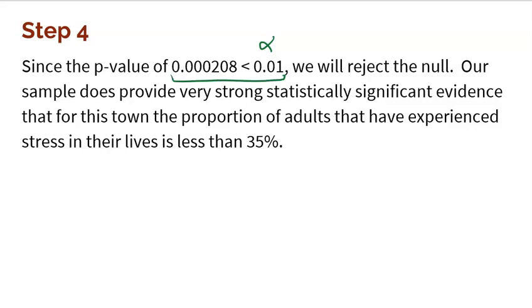Since it's less than 0.01, I'm going to reject the null. Now, what does rejecting the null mean? In context, our sample does provide very strong statistically significant evidence that for his town, the proportion of adults that have experienced stress in their lives is less than 35%. David is right. 35% can be put to jail. It's wrong. In David's town, it is definitely statistically proven that less people are depressed.